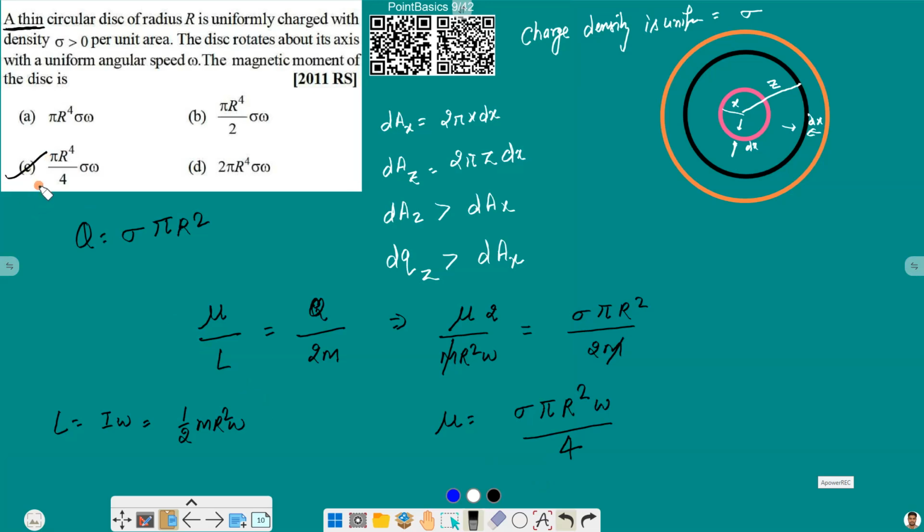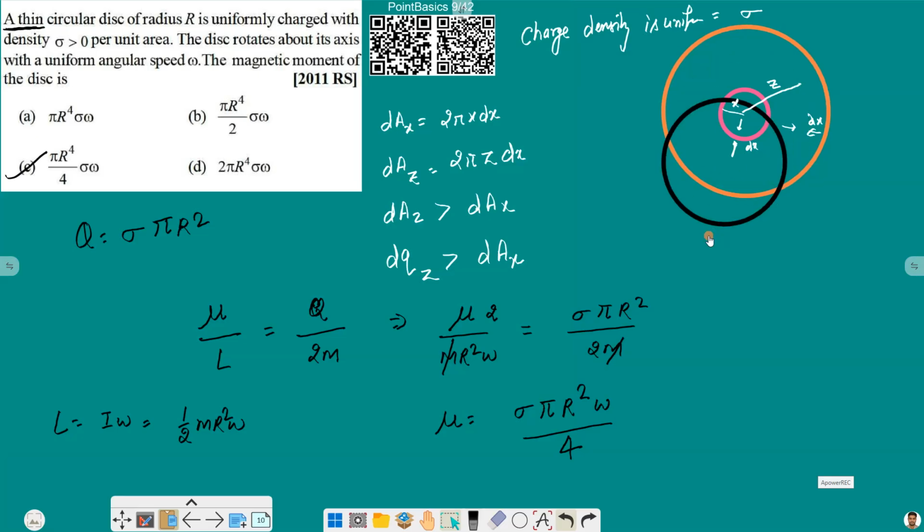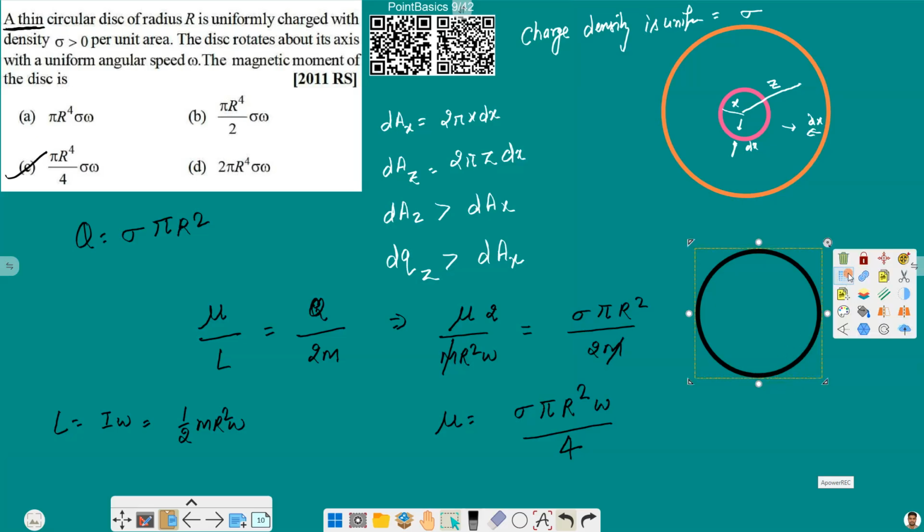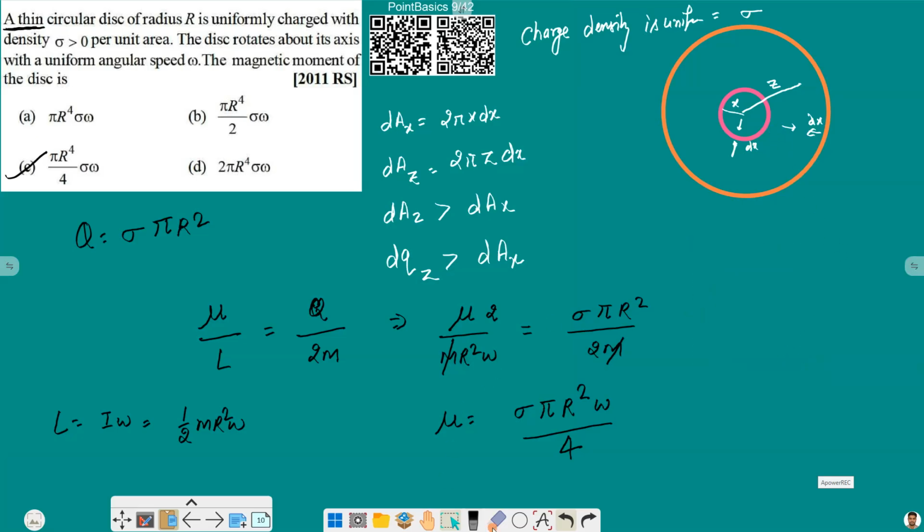And now let us solve it by the integration method. For that we have to consider a small element, and we have already drawn two elements here. So let's use one of them and delete one. So here it is. Delete it.